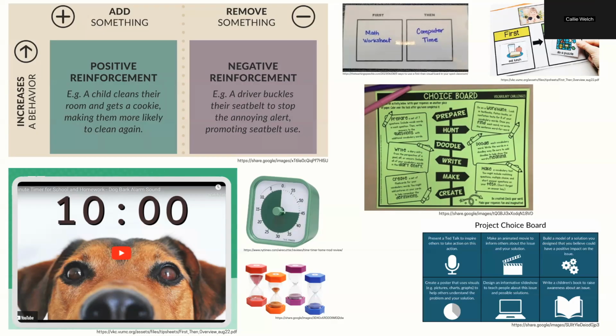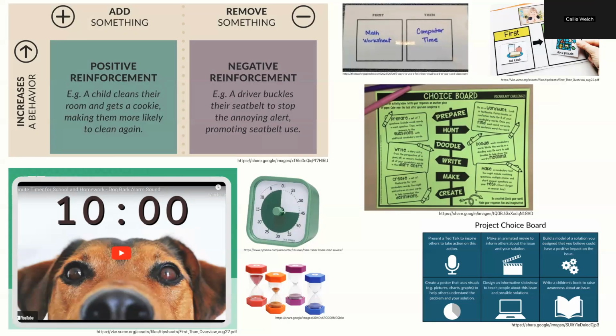Negative reinforcement still increases behavior, but it is negative because we take something away. So that's that example where I said, hey, I see that you're working really hard, because you've been working so hard, you don't have to complete the last five problems on the worksheet. So we're taking something away, and that's going to increase their willingness to be on task more in the future.